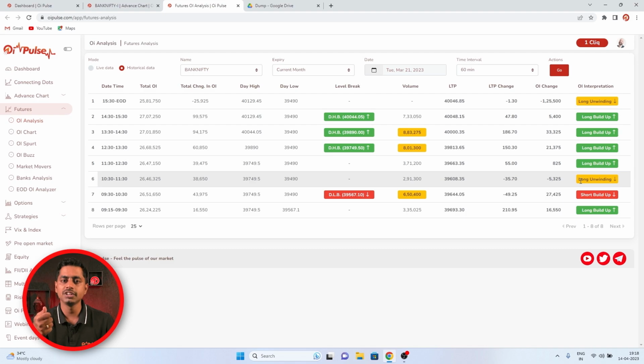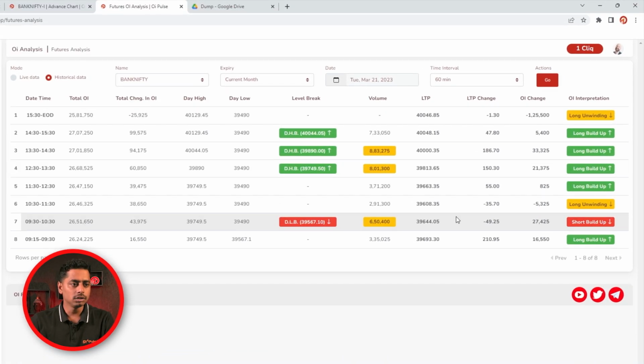If you only see the interpretation and take a decision, it would be wrong. Always check whether the LTP has changed significantly or not, whether the volume has broken out, and whether the day's high and day's low have been taken out or not. When you combine all these things along with the interpretation, your trend analysis will be very accurate.